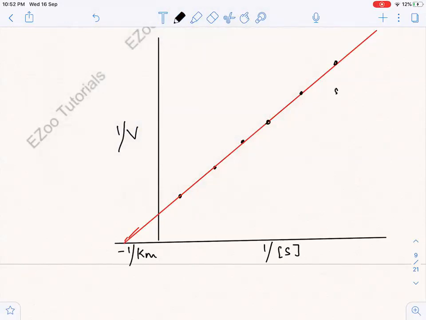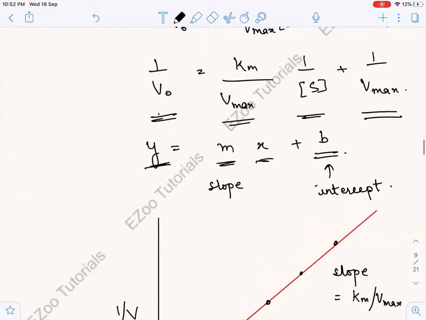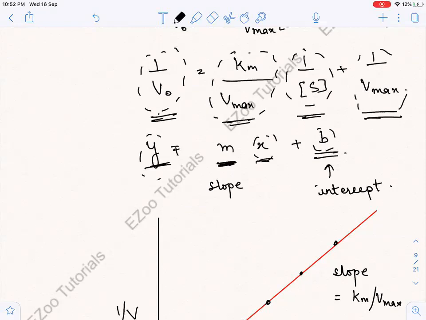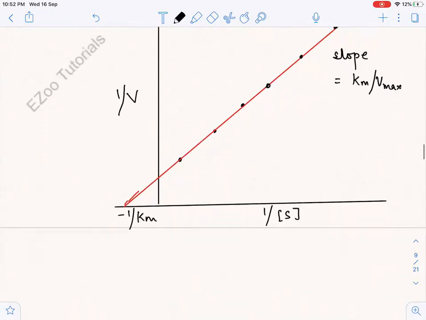And what is the slope? We just studied, the slope is Km upon V max. So m is the slope, Km upon V max. y is this, x is this, and b is this. Right? Okay, you see this for some time. Now what happened? We quickly got the values of Km and V max linearly. So this becomes a relatively easier thing to study.